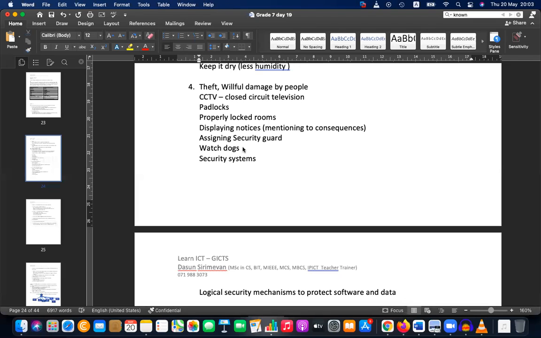Yes. Add the virus guard. A virus guard can stop viruses. Again, I said the same thing. A virus guard cannot stop hackers. It can stop viruses.